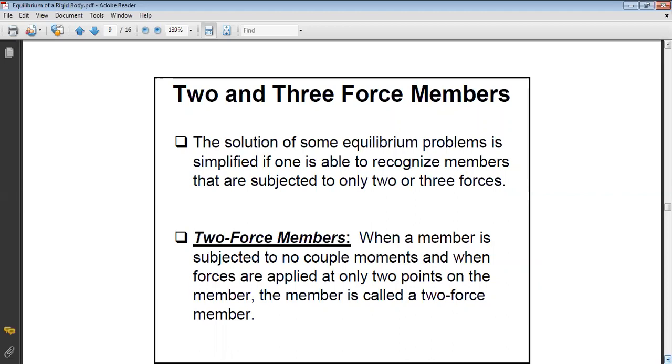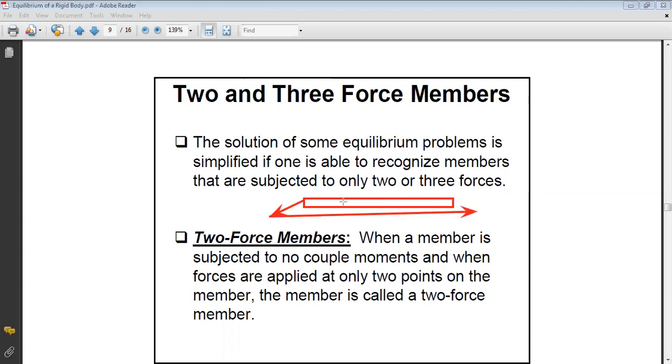Please pay attention to the conditions. The first condition is no couple. I should not have a couple acting on it. So let's say I have a member like this, and I don't have a couple on it. I have only two forces acting on it, one at A, for example, and one at B. If my system is in equilibrium, how should these two forces be?